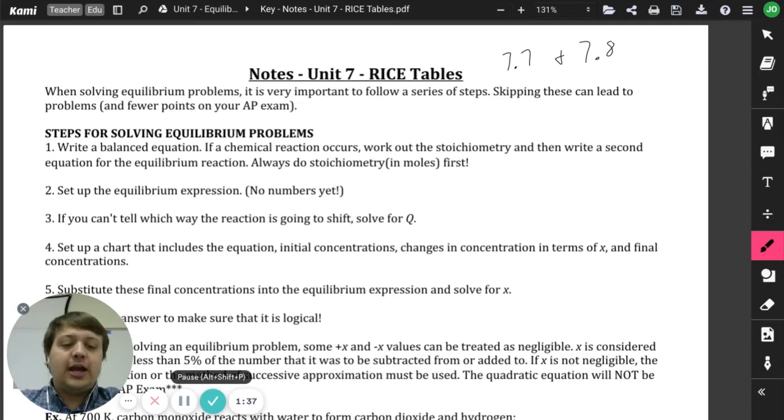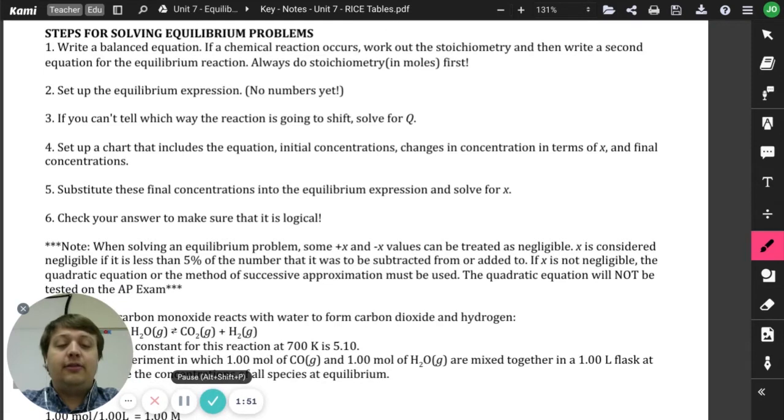Third step: if you cannot tell which direction the reaction will go, be it favoring the reactants or favoring the products, then you're going to have to solve for Q. After you've done that, you can set up a chart that includes your balanced equation, the initial concentrations, the changes in concentration in terms of X, and then the final concentrations. Once we've got that, we substitute these final concentrations into our equilibrium expression and solve for X. Then we check our answer and make sure it's logical.